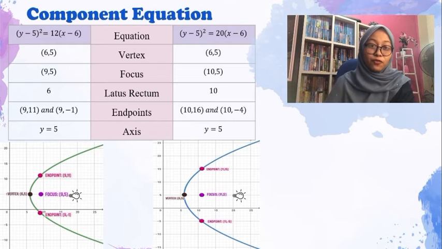Hence, the manufacturer will choose the first equation, which is (y - 5)^2 = 12(x - 6). Why do we choose this? Because the faster the light reflects from the parabolic mirror, the brighter and the sharper the light will be.